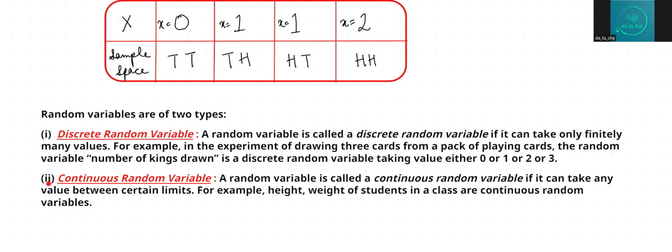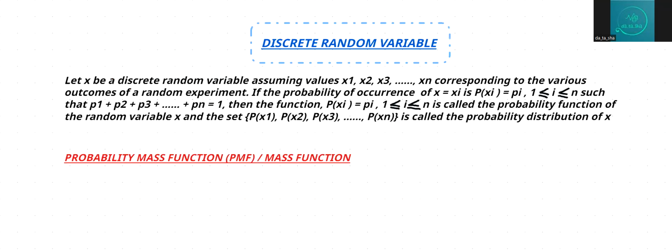A continuous random variable is a random variable which can take any value between certain limits. That means we are talking about intervals in which there are infinitely many values. So for example, height, weight of the students, or I can talk about prices. So it comes under the category of continuous random variables. So let us move ahead, and in today's class, I'll be talking about discrete random variables and their various definitions. I'll be taking a few examples as well.